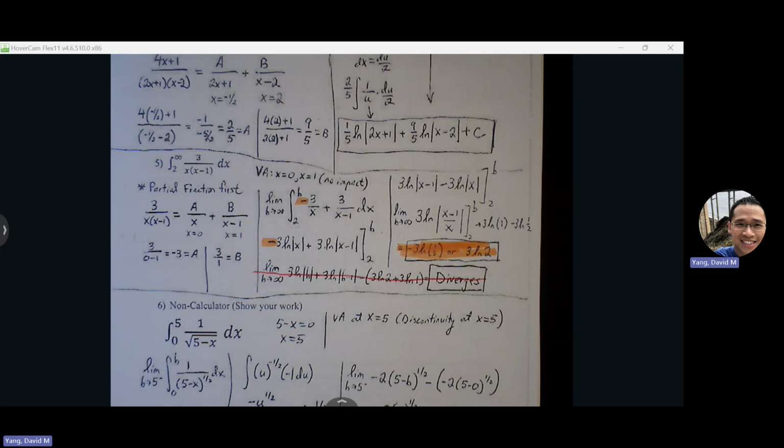a is negative 3. For x minus 1, my factor is 1, so I'm going to cover up x minus 1, plug 1 into the remaining expression, numerator and denominator. 3 over 1 is 3, so that's my b value. So now I have an integral problem that's a little bit easier to resolve because now these are two separate, easier problems. Negative 3 over x and 3 over x minus 1.